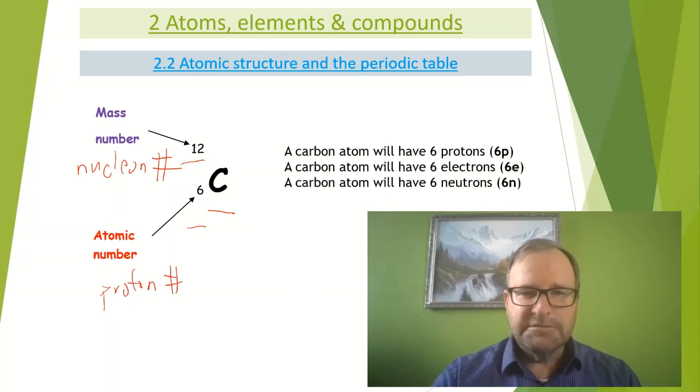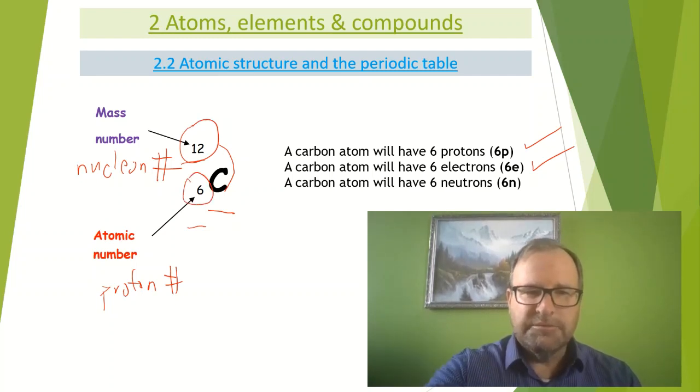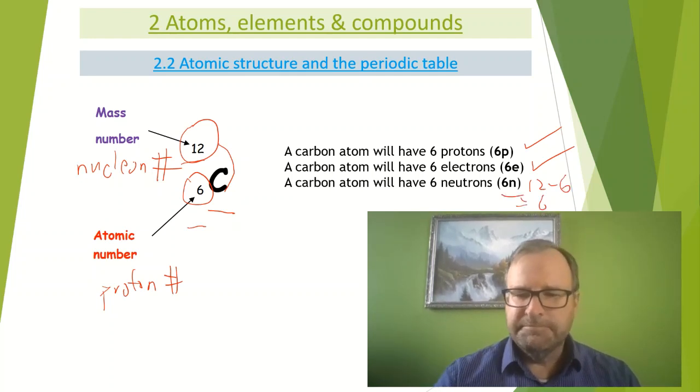What does that tell us? A carbon atom has 6 protons. A carbon atom has 6 electrons, as per the previous knowledge and understanding. And if we work out the number of neutrons, it's simply the larger number subtract the smaller number. So it's the nucleon number subtract the proton number, or the mass number subtract the atomic number, and that is 12 take away 6, and we get 6 as your answer.